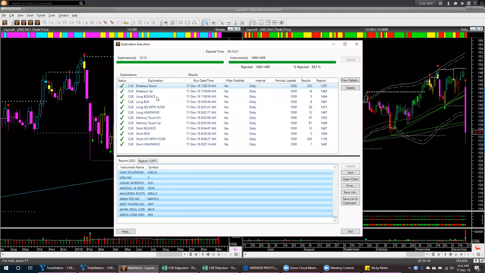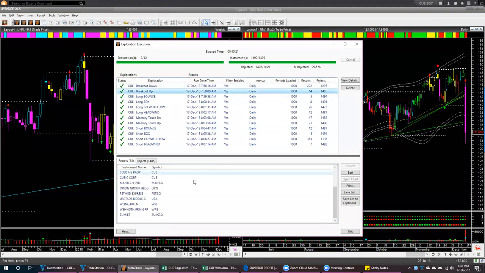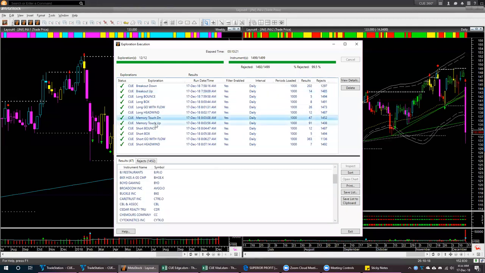So we found one opportunity from the breakout down. For the breakout upside, we have 14 stocks, but the market is not showing signs of bullishness. So let's not look at them. Breakouts are more prone to fail under the current market situation. Instead, let us look at some of the stocks that are hitting memory support, memory touch. 91 stocks. Let me look at their fundamentals again.